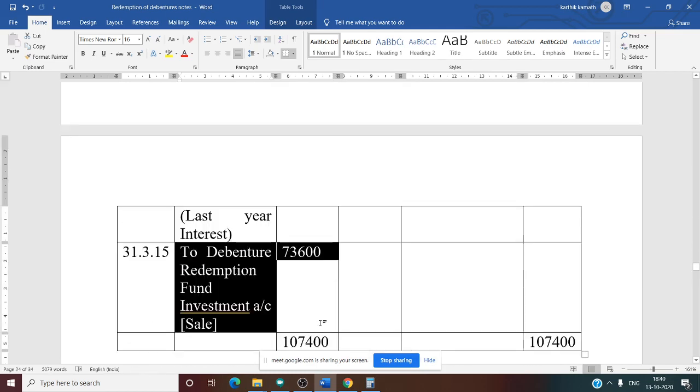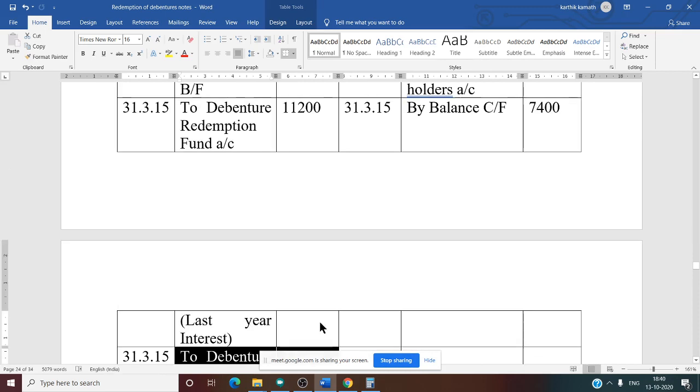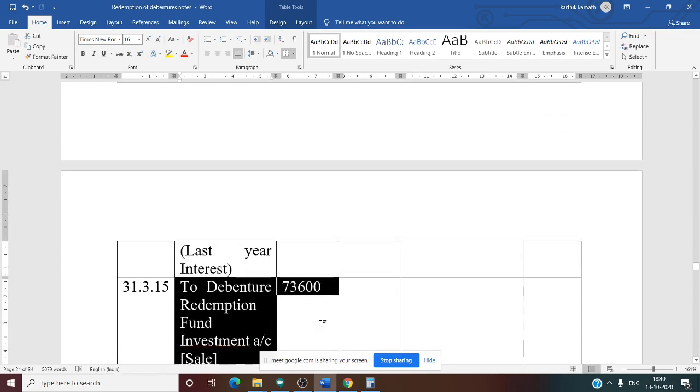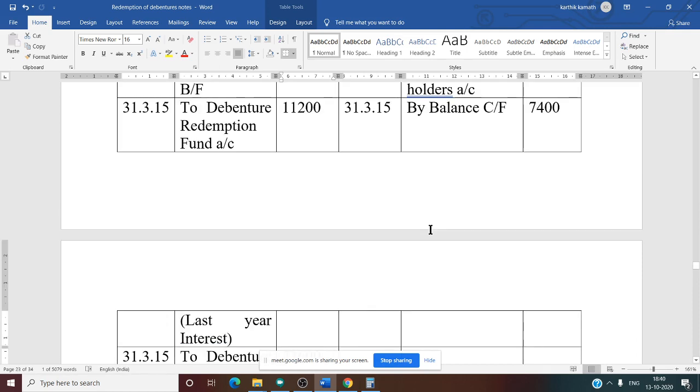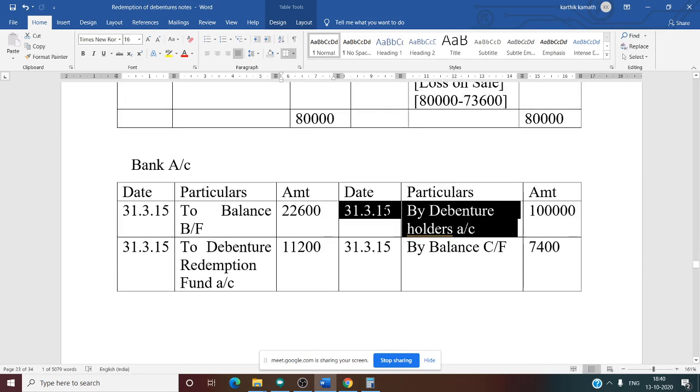So now we know the debit side total. Obviously the debit side total is more than the credit side. What is the debit side total? 1,07,400. On the credit side only one piece of information comes. What is that? Payment information. What amount is paid to the debenture holder? Payment made to the debenture holder, that is 1 lakh. Cash goes from bank. Yes, that is debenture holder account debit to bank account, 1 lakh, at the year end.